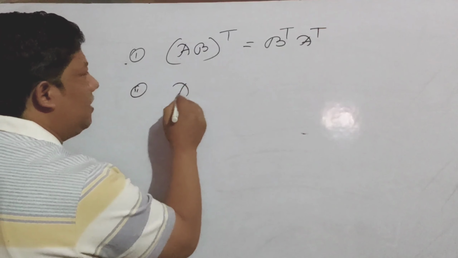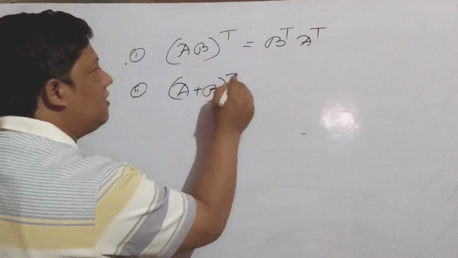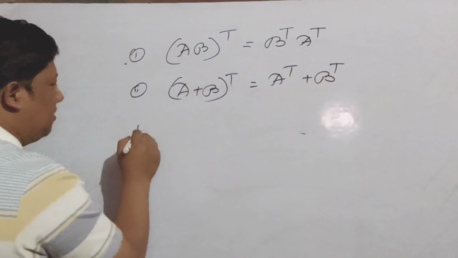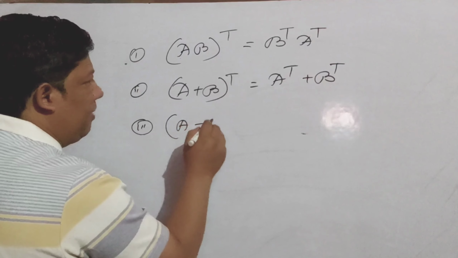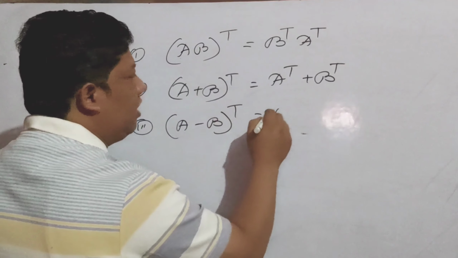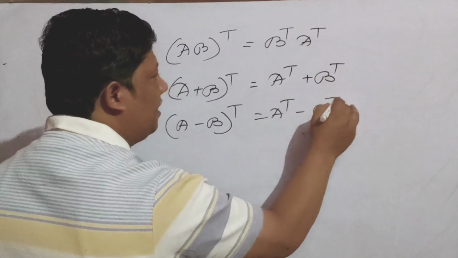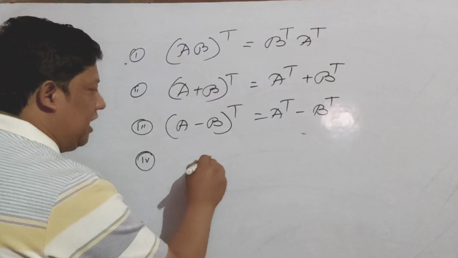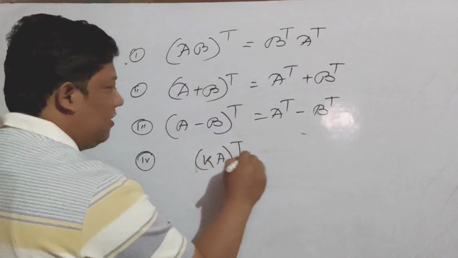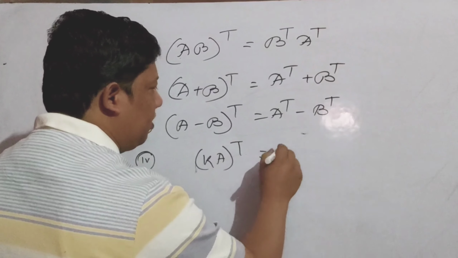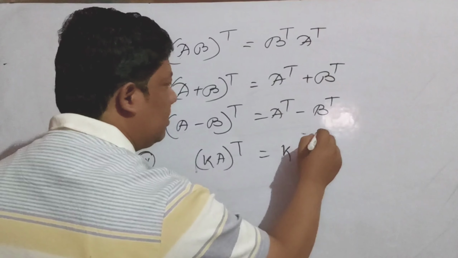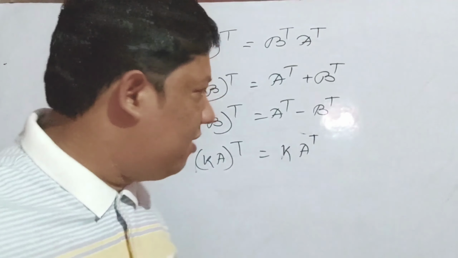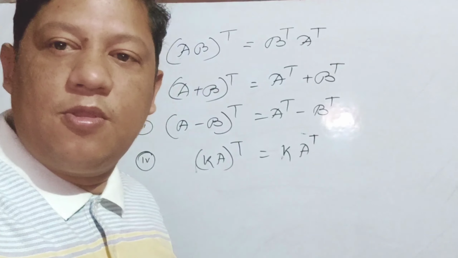But in case of (A plus B) whole transpose, you have to write A transpose plus B transpose. Also, if it is (A minus B) whole transpose, then you have to write A transpose minus B transpose. But if there is any constant K into A transpose, then K cannot be transposed because it is a constant. Only A will be transposed, and that is the answer. So my students, I think you understand what I am going to discuss in this class also.